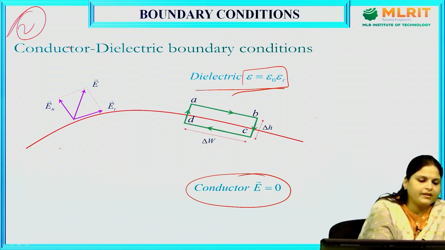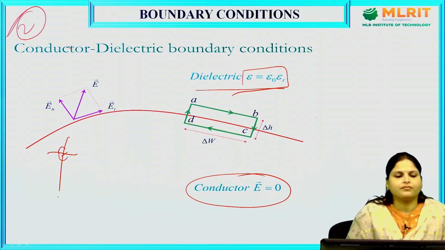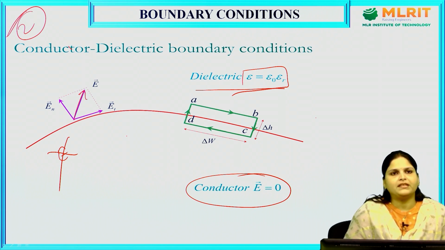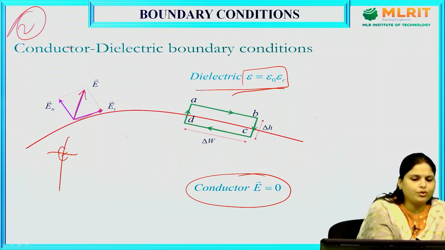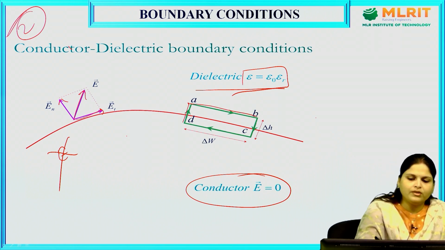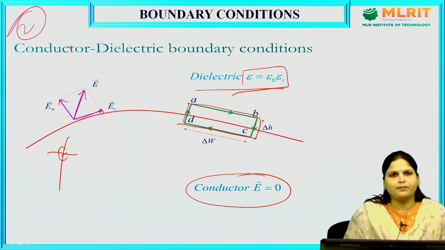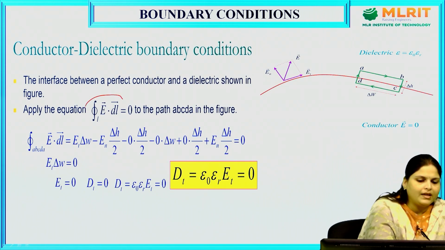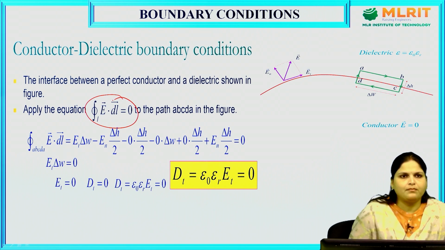So here there will be no electric field. Only one field will be there, that too in the dielectric medium. Again we will resolve it into two components, Et and En. Again we have to follow the same procedure. We will consider a path ABCD.